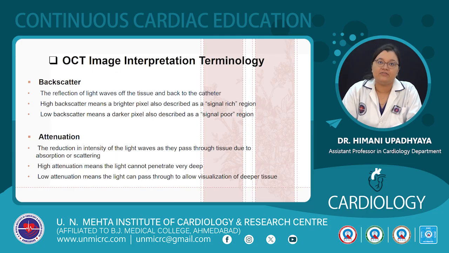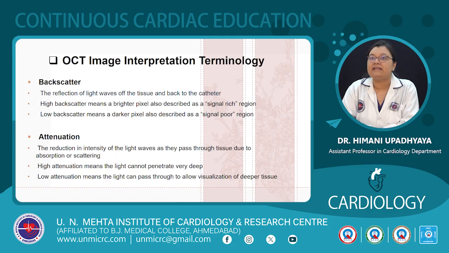Let's get familiar with OCT image interpretation terminology. The first one is backscattering. The reflection of light waves off the tissue back to the catheter is called backscatter. High backscatter means a brighter pixel, also described as a signal-rich region, and low backscatter means a darker pixel, also described as a signal-poor region.